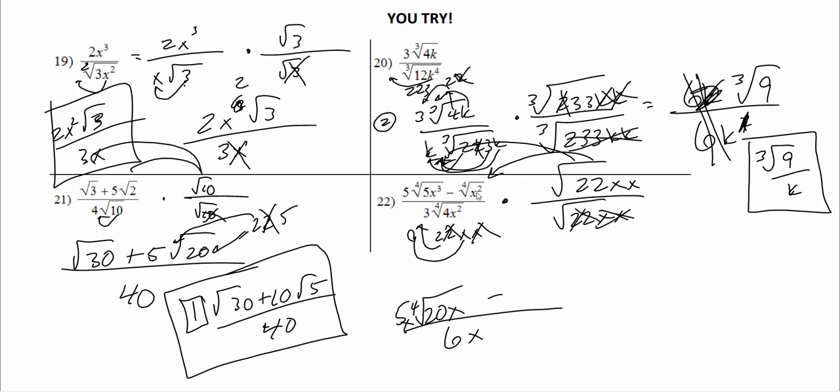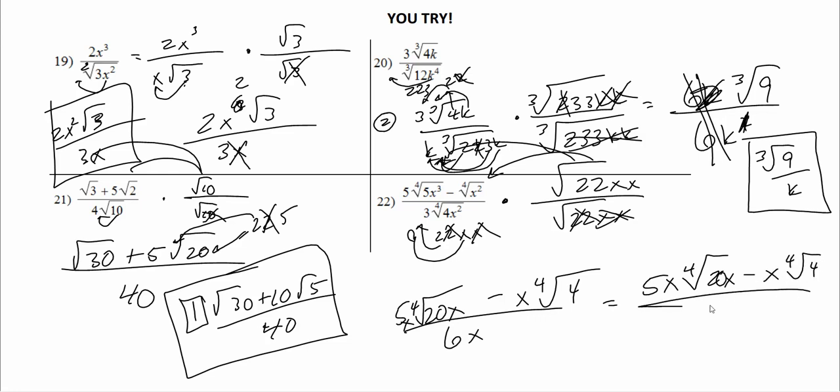Minus. How many x's do I have here? 2, and I have 2 more there. That means 1 can get pulled, and then I have no more left inside, times the 4th root of what? 4th root of 4. So, final answer, 5x times the 4th root of 20x minus x times the 4th root of 4 all over 6x.